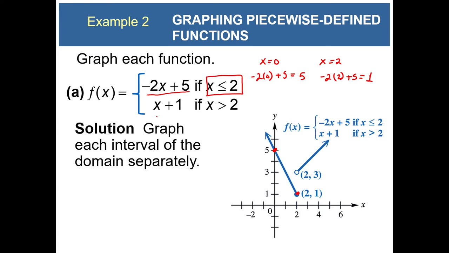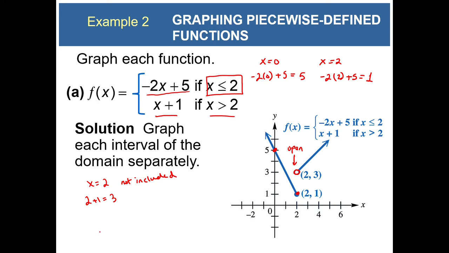For the second graph, it's x plus 1 if x is greater than 2. If x is greater than 2, I will still use x equals 2, but I have to realize this is not included in the second graph. So we'll plug in a 2. 2 plus 1 gives us 3. So we'll plot the point 2, 3, but remember it's not included, so that's why we have an open circle here. It is not included.